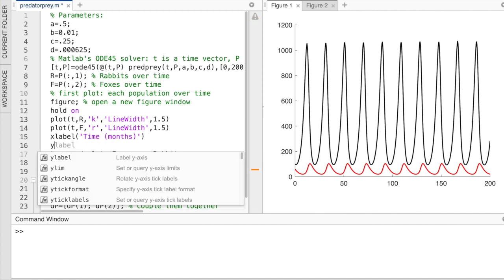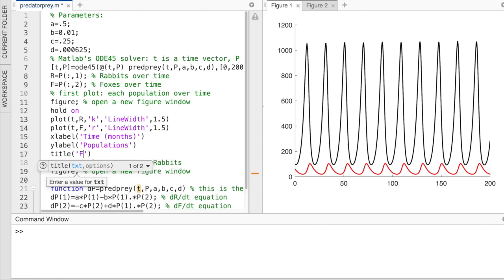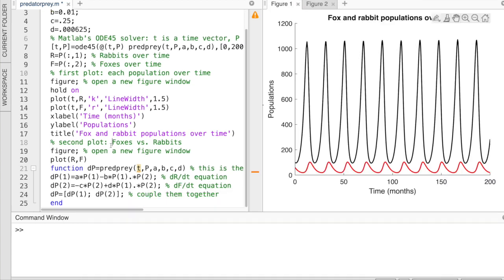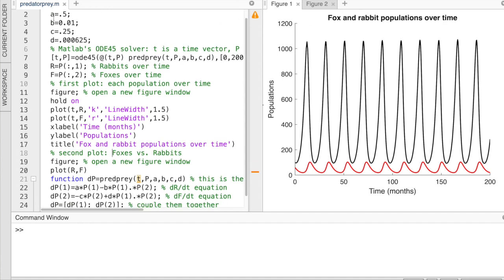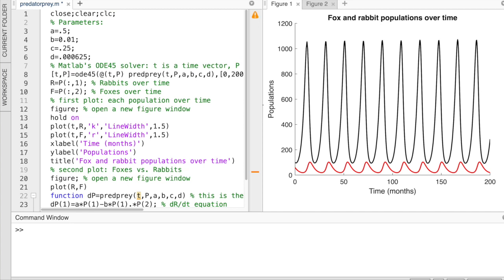And then for Y label, we'll do populations. And then title, this is fox and rabbit populations over time. There, a lot to type. Okay, I just ran that, and then I had an experience where a bunch of figure windows popped up because I'm going to get new figure windows every time I run this. So let's do close, clear, CLC at the top just so we don't get like 50 figure windows by the end of this.